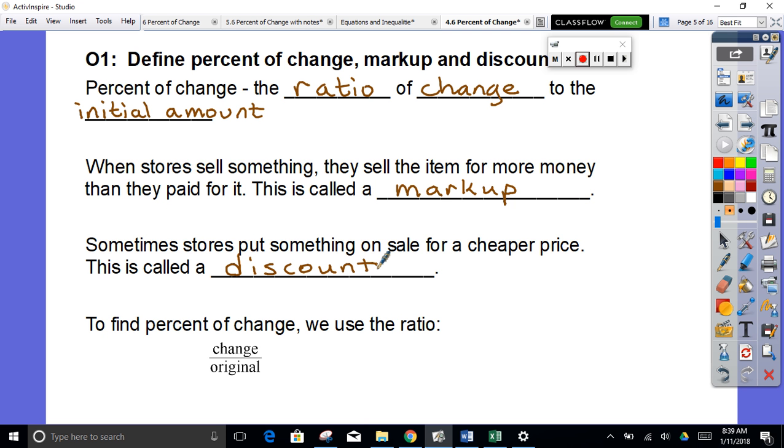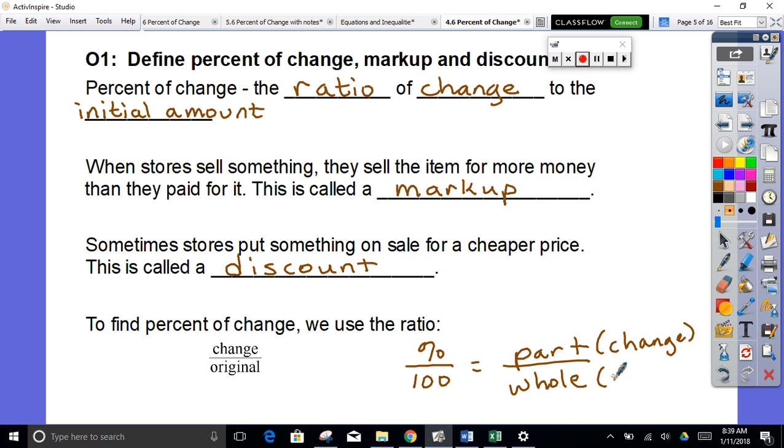Now when we find percent of change, we're using the ratio of change to original. So remember we had percent over 100 equals part over whole. That was our basic percent proportion. Whenever we are doing change over original, the change is the part. The original is the whole. So it's not something completely new.